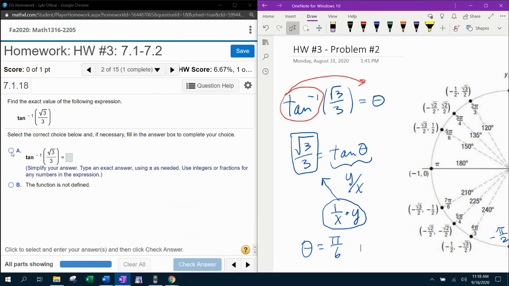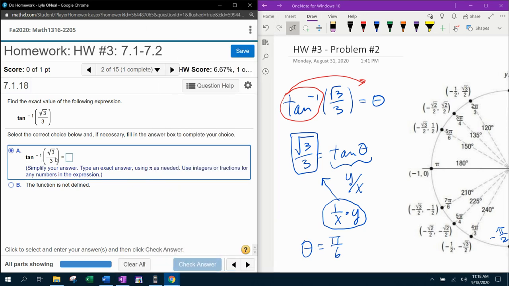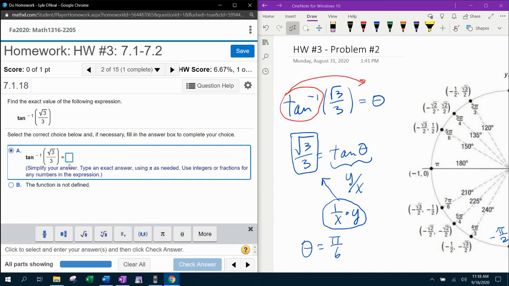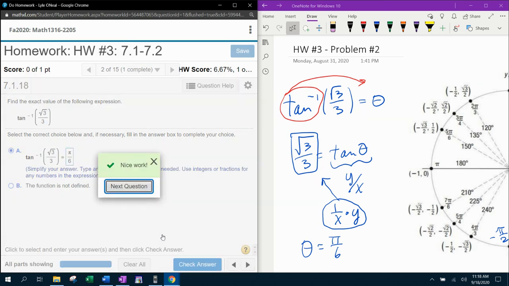All right, so we are going to check answer choice A because the function is defined, and I believe it is at pi over 6. Bam!